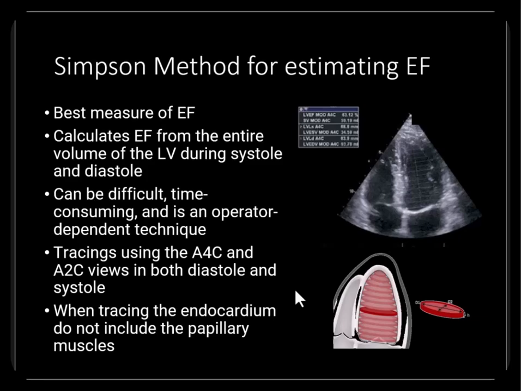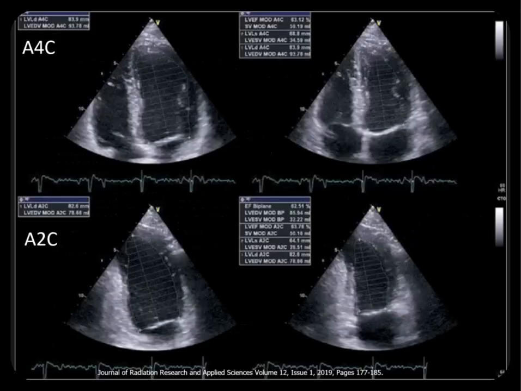The computer takes that LV cavity and divides it into a series of stacked discs, and the volume of each disc is then calculated. By measuring volumes at the end of diastole and systole, this measurement is considered very accurate as it accounts for variations in the LV shape. But this measurement can also be difficult, time-consuming, and is operator-dependent. And you have to be very careful when tracing the endocardium to not include things like the papillary muscles. So while it is our gold standard, you can imagine that you're going to need a patient that has really clear windows to be able to properly trace the endocardial border at end systole and end diastole.